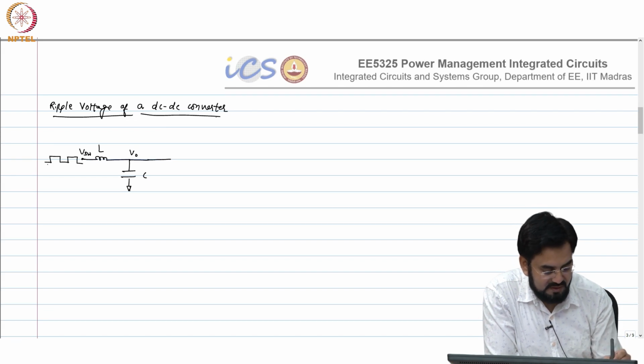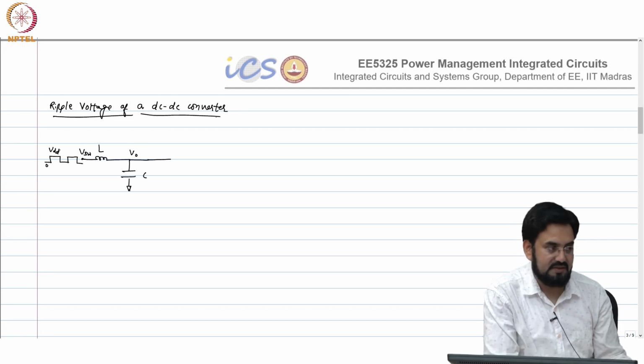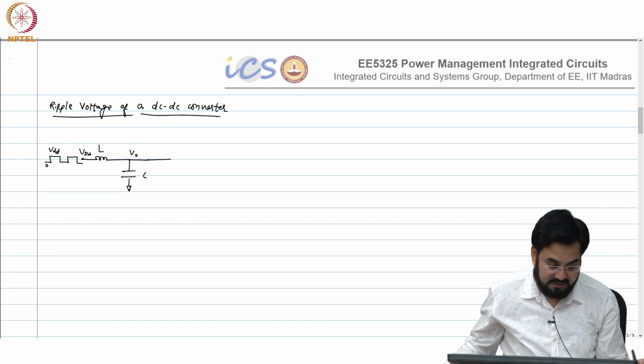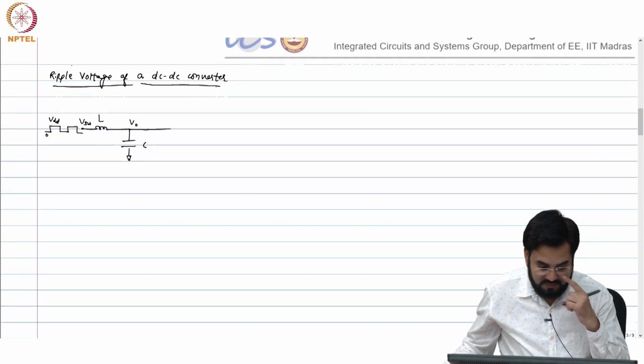So, I am not drawing the switch here, you can assume this VSW is driven by the switch which goes from 0 to VDD. Okay. This is your PWM signal and this is your V out.